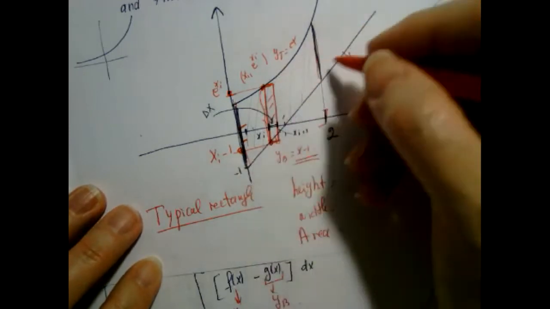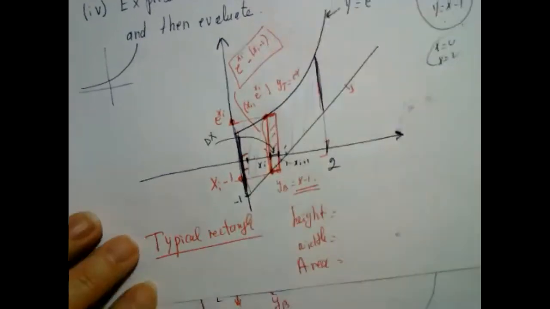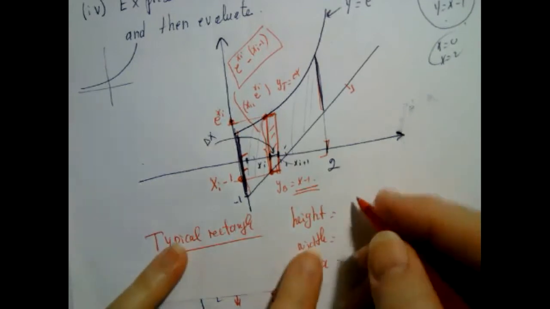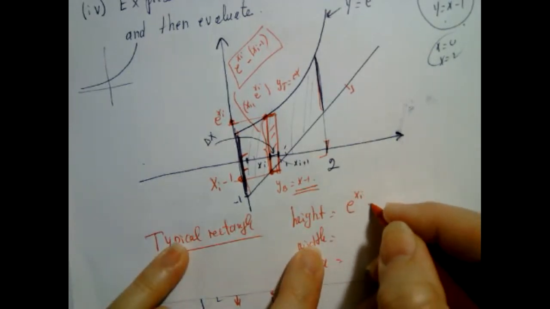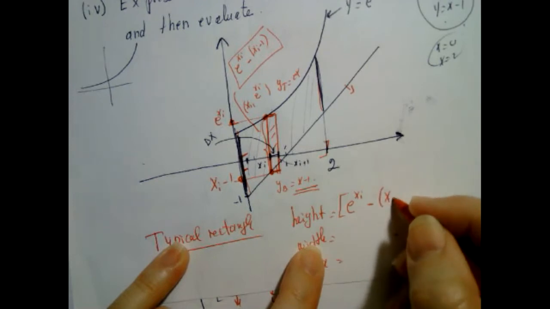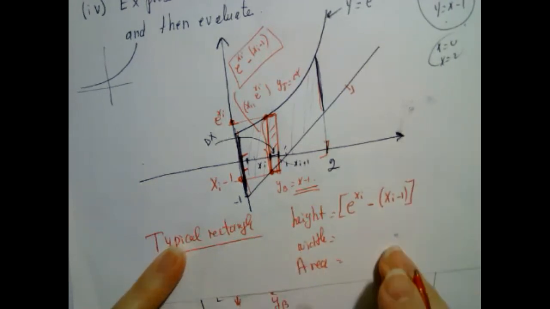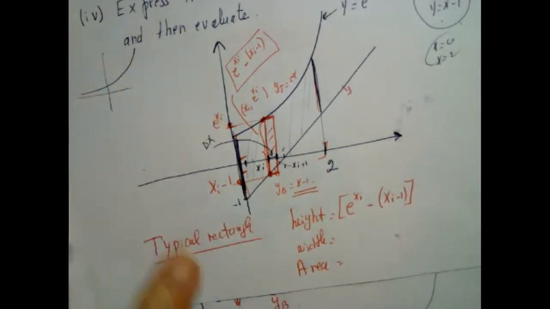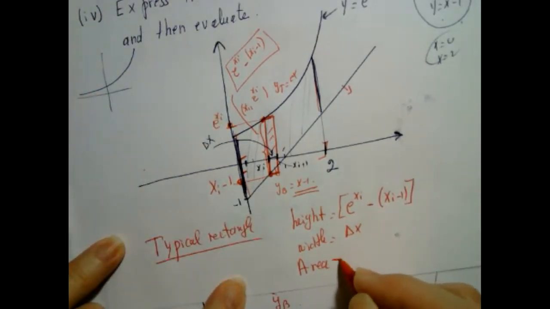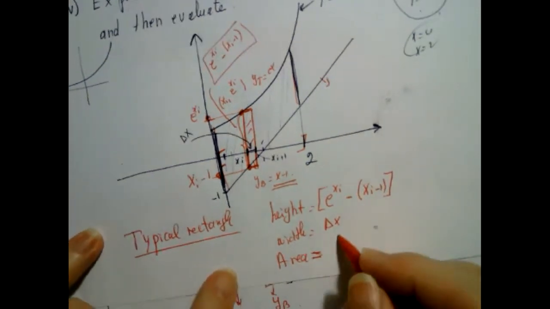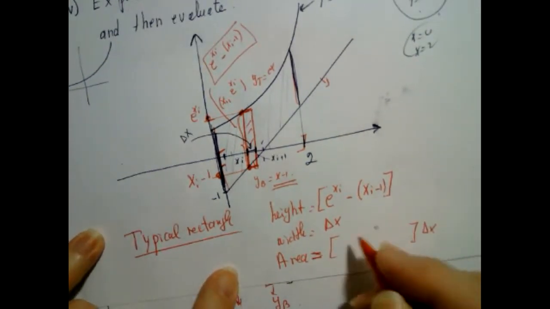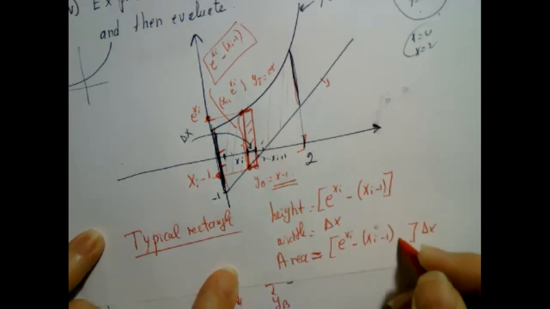So the height of my rectangle, which is in red, is e^{x_i} minus (x_i minus 1). So the height is the top curve minus the bottom curve right there. This is e^{x_i}, this is x_i minus 1. The width is delta x. The area is the product of the height and the width, the upper curve minus the lower curve.